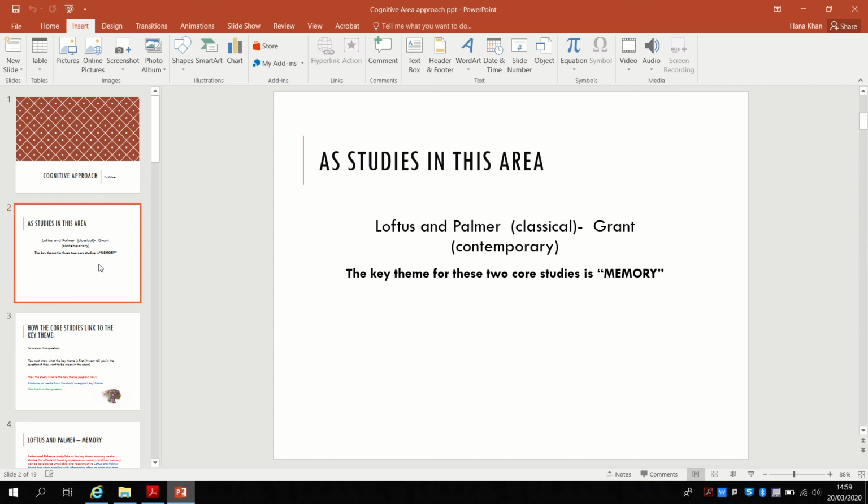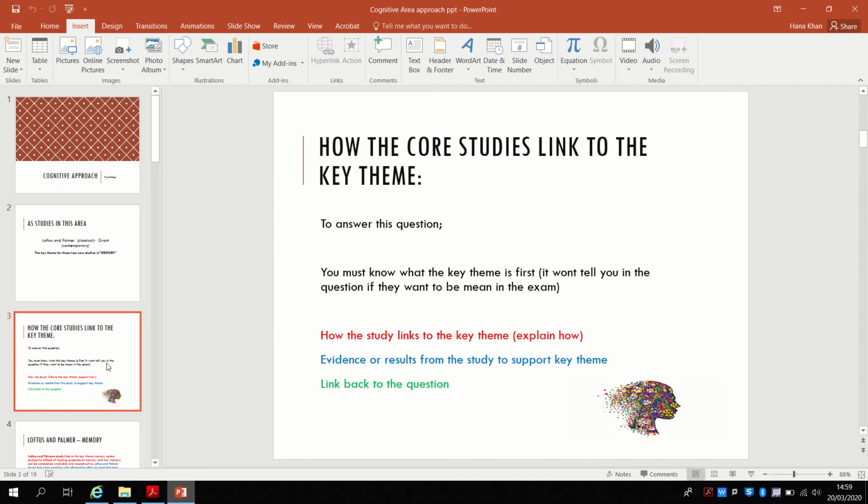Now, Loftus and Palmer and Grant are the two studies in this area, and their key theme is memory. Just like with the other areas, we looked at Freud and Baron Cohen, their key theme being understanding disorders. We looked at Sperry and Casey, their key theme being regions of the brain. For Loftus and Palmer and Grant, their key theme is memory.